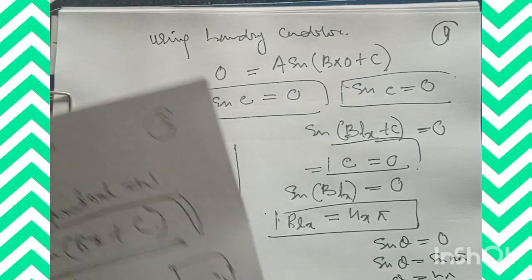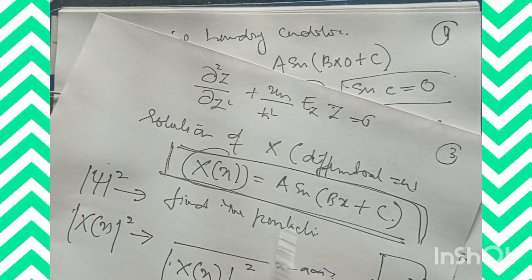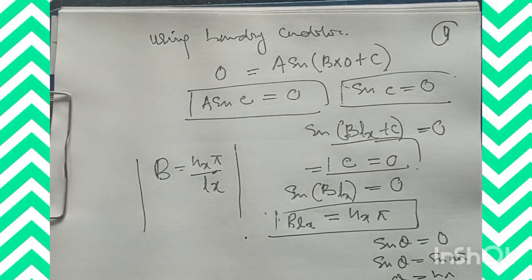Okay, so what we have achieved from here is that we have got the value of c and the value of b: c is 0 and b is nx pi by Lx. Now I would like to use the value of c and this b in the equation that I have chosen as the solution for this differential equation.